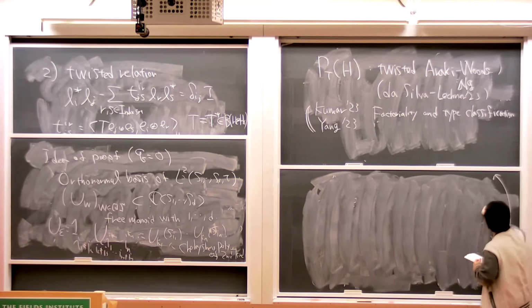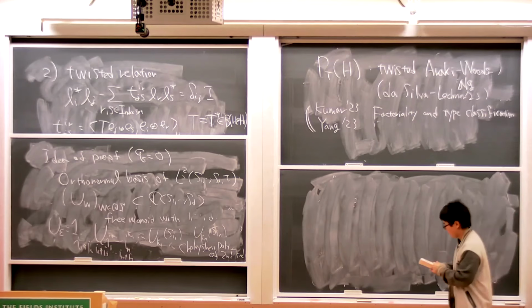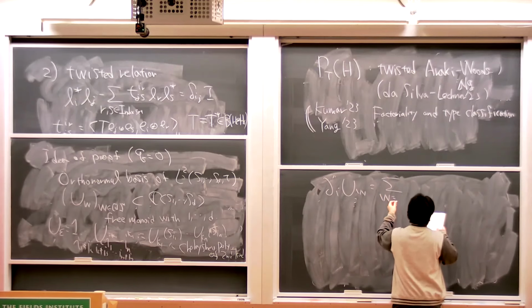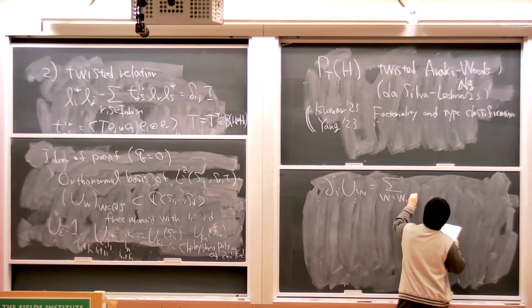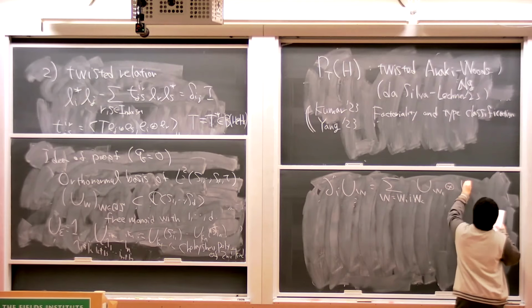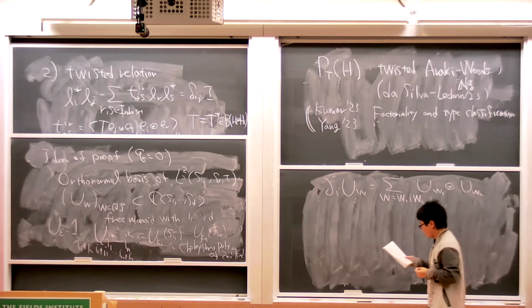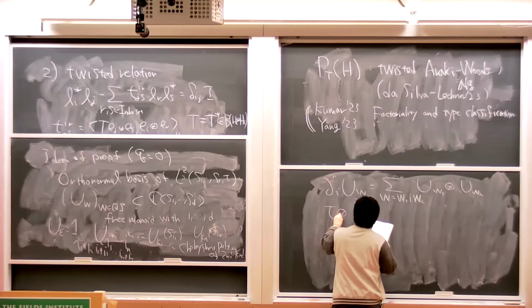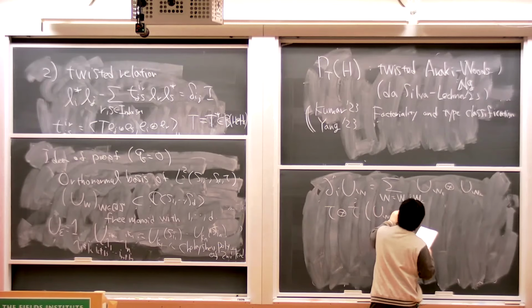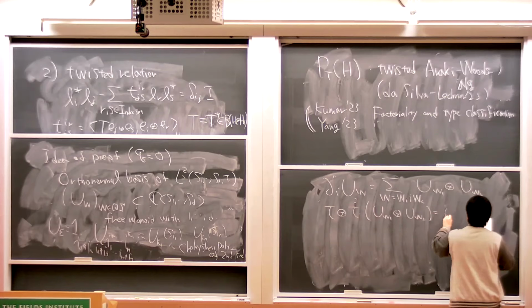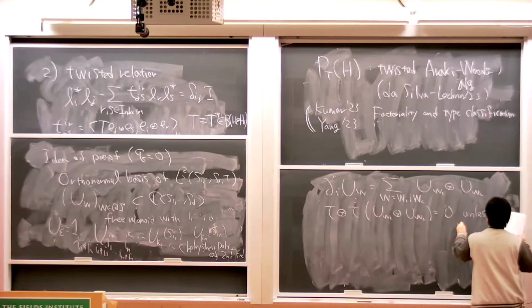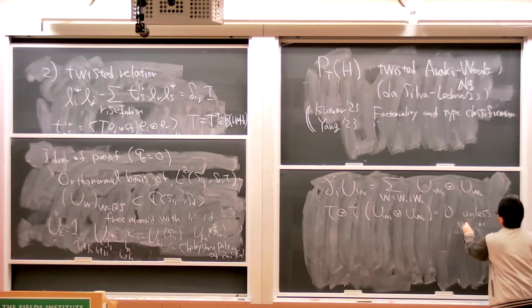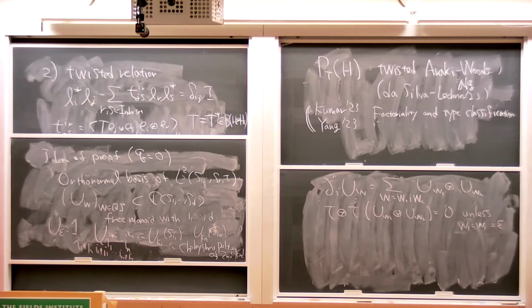Now we take the free difference quotient of this orthonormal basis. Then we have the difference quotient of U_w is equal to the sum over w = w1 w2 of U_{w1} tensor U_{w2}. Since this U_w is also an orthonormal basis, if we take tau tensor tau of U_{w1} tensor U_{w2}, then this is equal to zero unless w1 and w2 are empty.